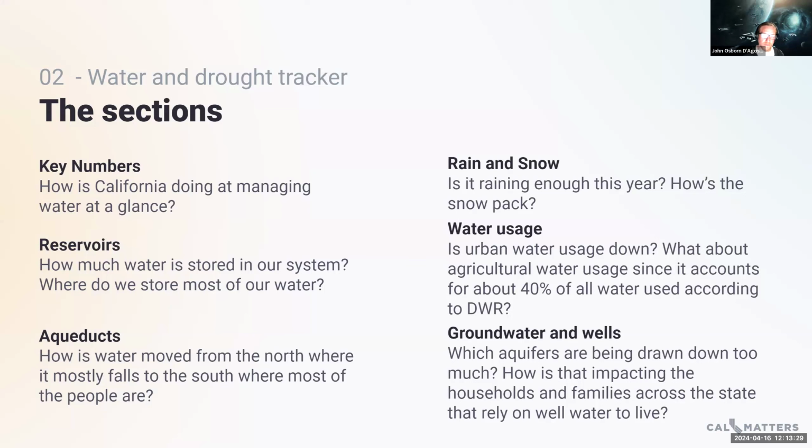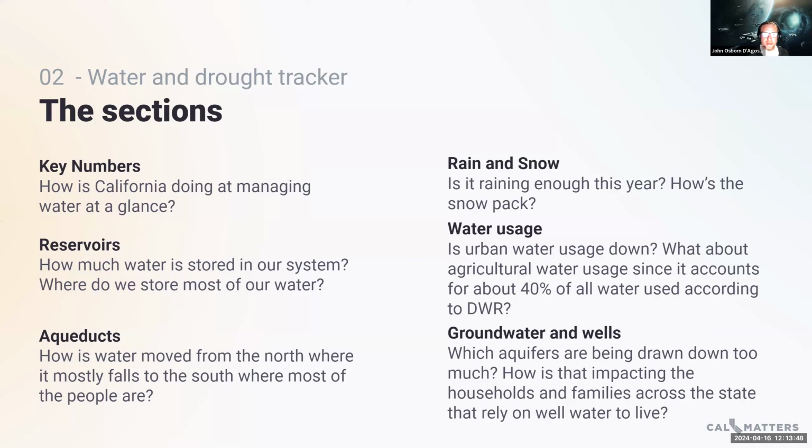previous years? And that's the real key theme in a lot of the ways in which we tell the story about water, is not just saying, here's a number, but here's a number and some context. Whether that's historical context or some other context that makes that number a little bit more meaningful for our readers.